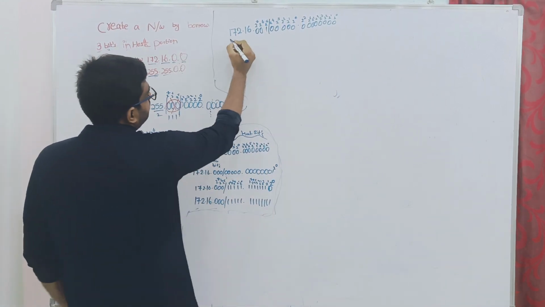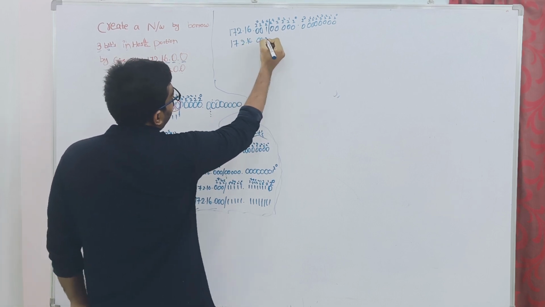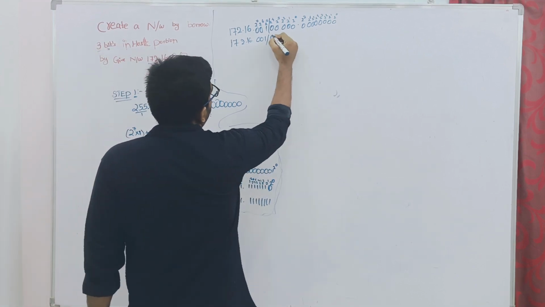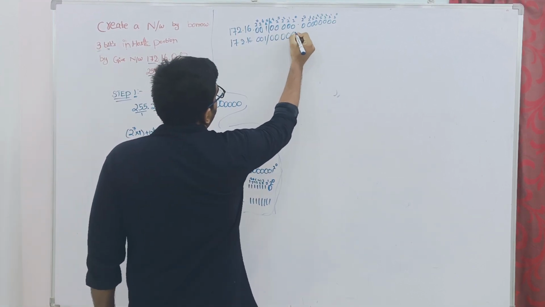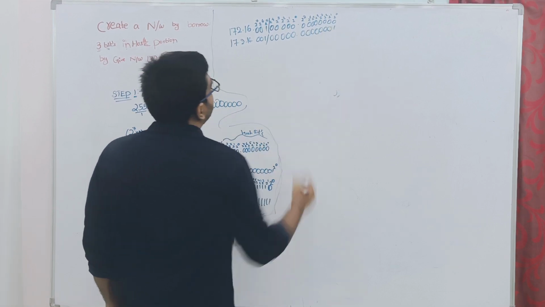So what is the next case? 172.16.001 slash, so 0.000000001 is the first IP.